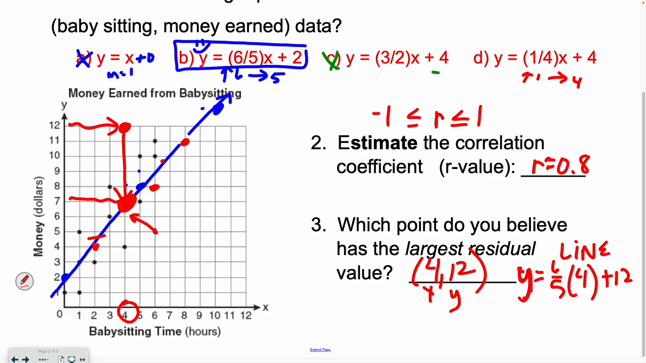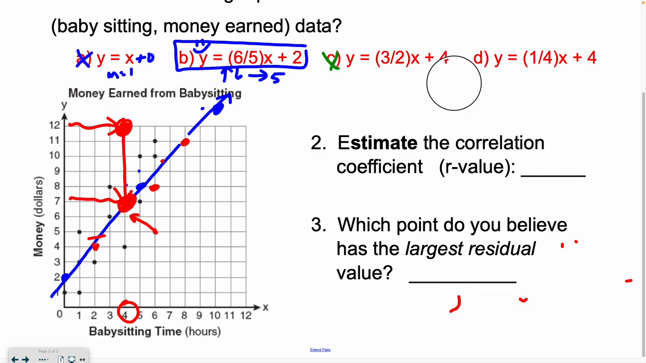Okay? So 12 minus 7 would be about 5. So, seems about right. All right, so this point right here would have the largest residual because it's the furthest away from the line. All right, make sure you got those three on your warm-up paper for today.